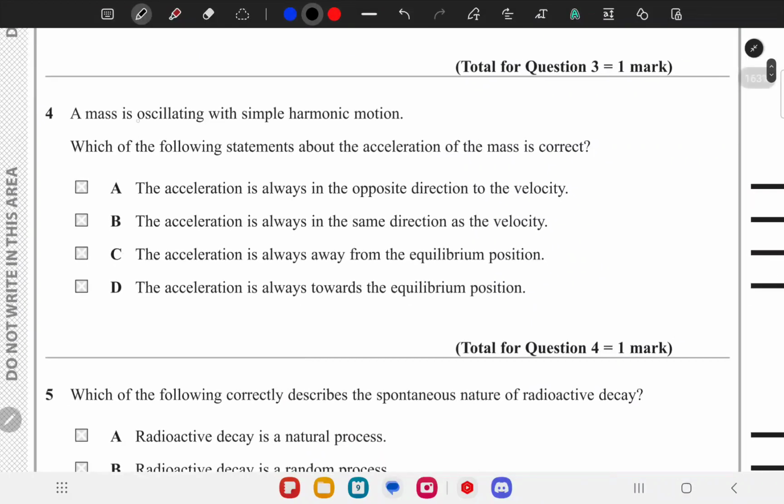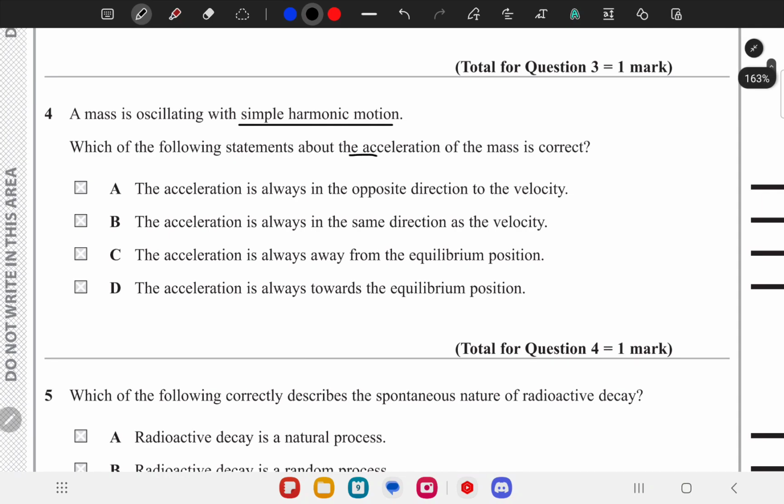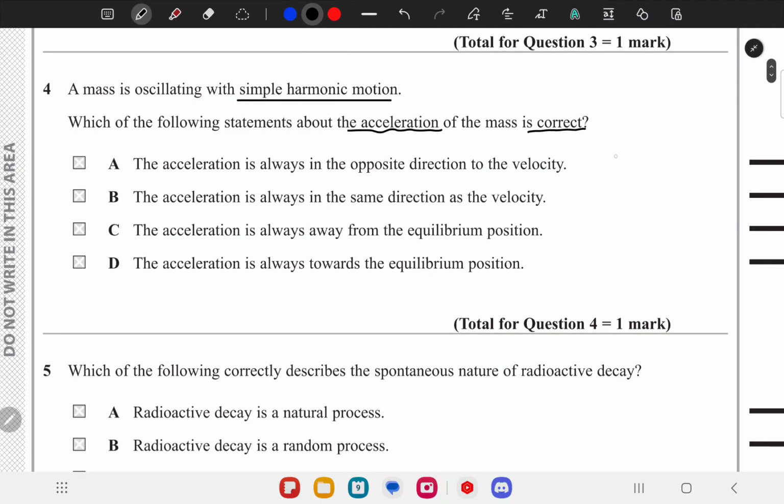In question 4, we are given a mass which is oscillating with simple harmonic motion. We have to choose which of the following statements about its acceleration is correct. Option A isn't always true, since when the object is moving from the extreme towards the center of oscillation, its velocity and acceleration are in the same direction. This is not the answer.